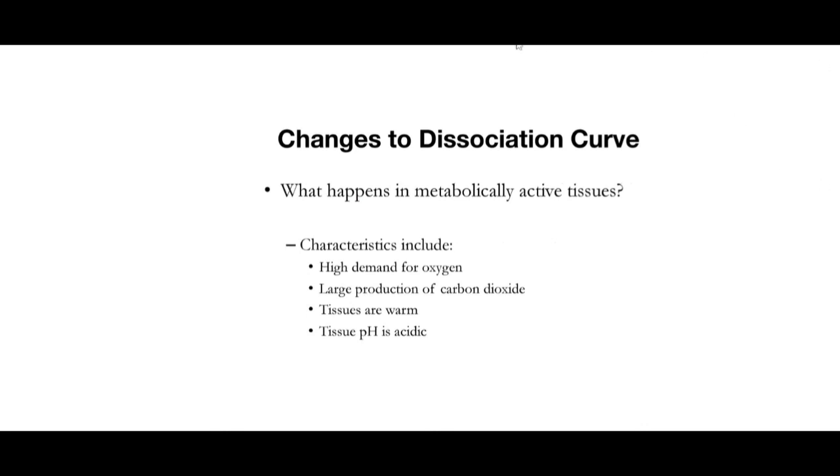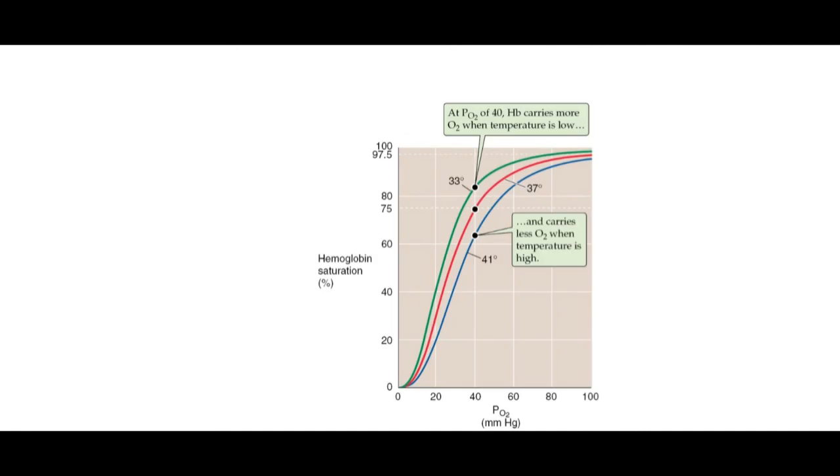How are you going to get oxygen to it? You're going to increase blood flow, right? So you're going to increase blood flow, and your blood flow is warm too. So your tissues are producing heat just from metabolism. You're also sending more blood over to those tissues that are metabolically active. So the tissues are warm, they're acidic, there's a high PCO2. All of these are typically found in metabolically active tissues. And what happens is that causes a shift in your overall oxygen dissociation curve.